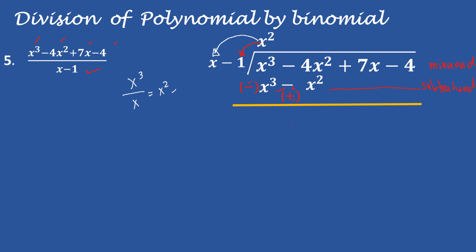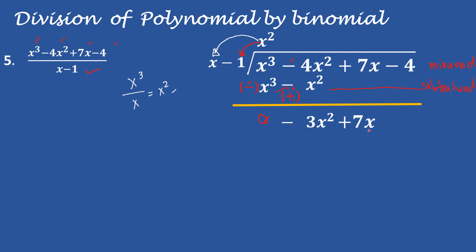After you are done changing the original sign, let us proceed to vertical addition. When we say vertical addition, we add x cubed plus negative x cubed, and of course this gives us 0. Then we have negative 4x squared plus x squared, which gives us a negative 3x squared. After that, we bring down the next term, 4x squared.